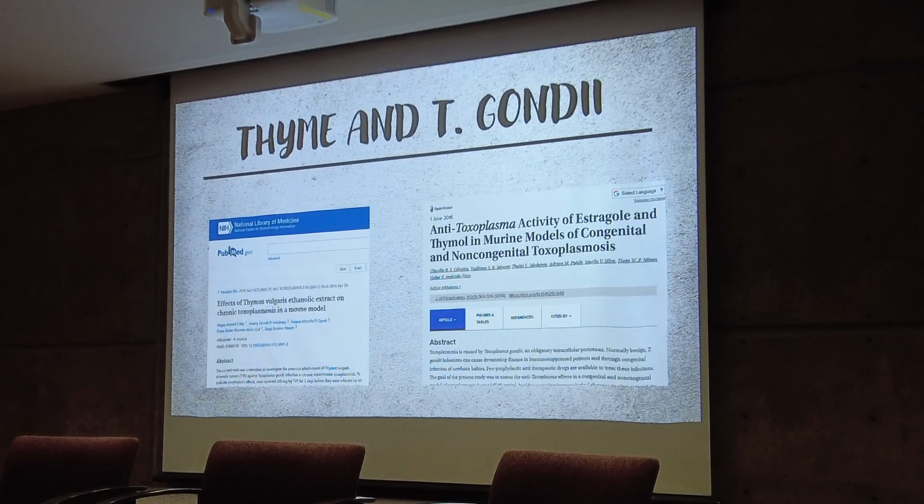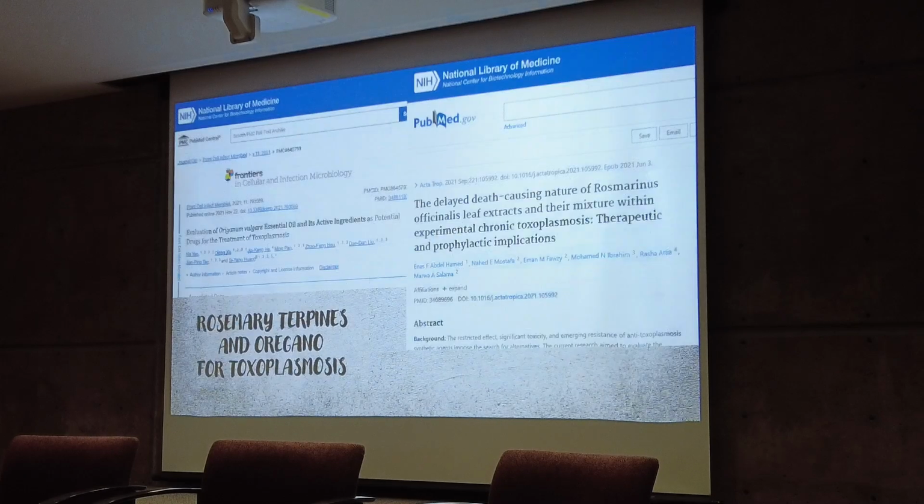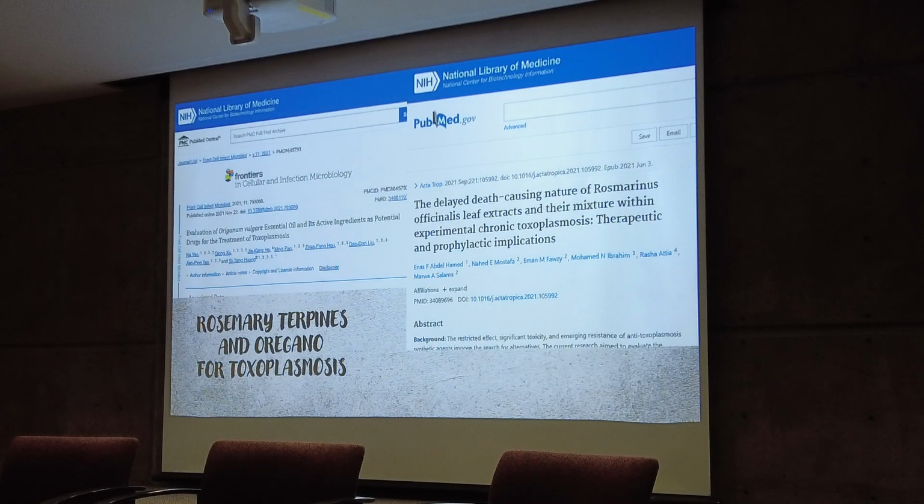Actually, this is in toxoplasmosis. This talks about thyme helping with toxoplasmosis, rosemary terpenes, and oregano for toxoplasmosis, helping, according to the studies.